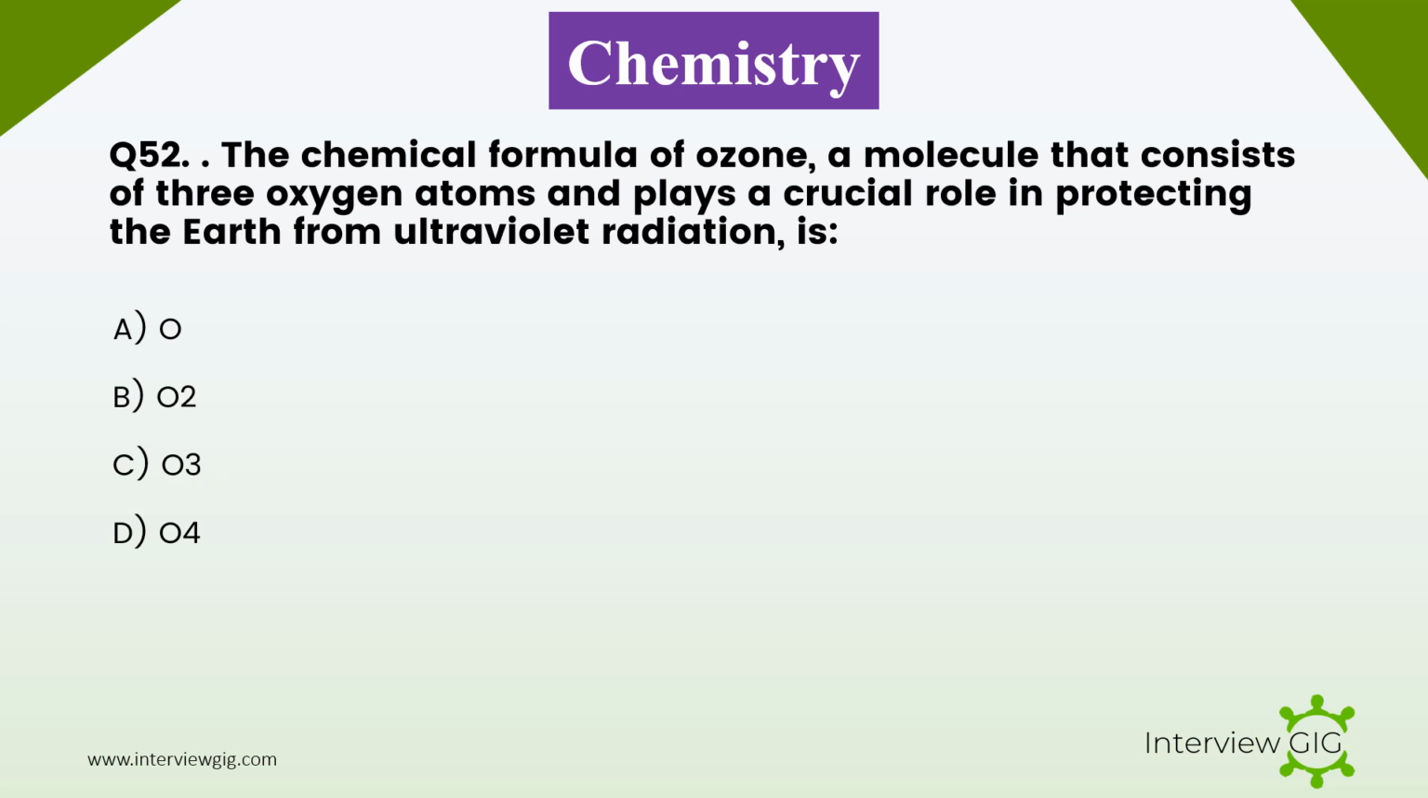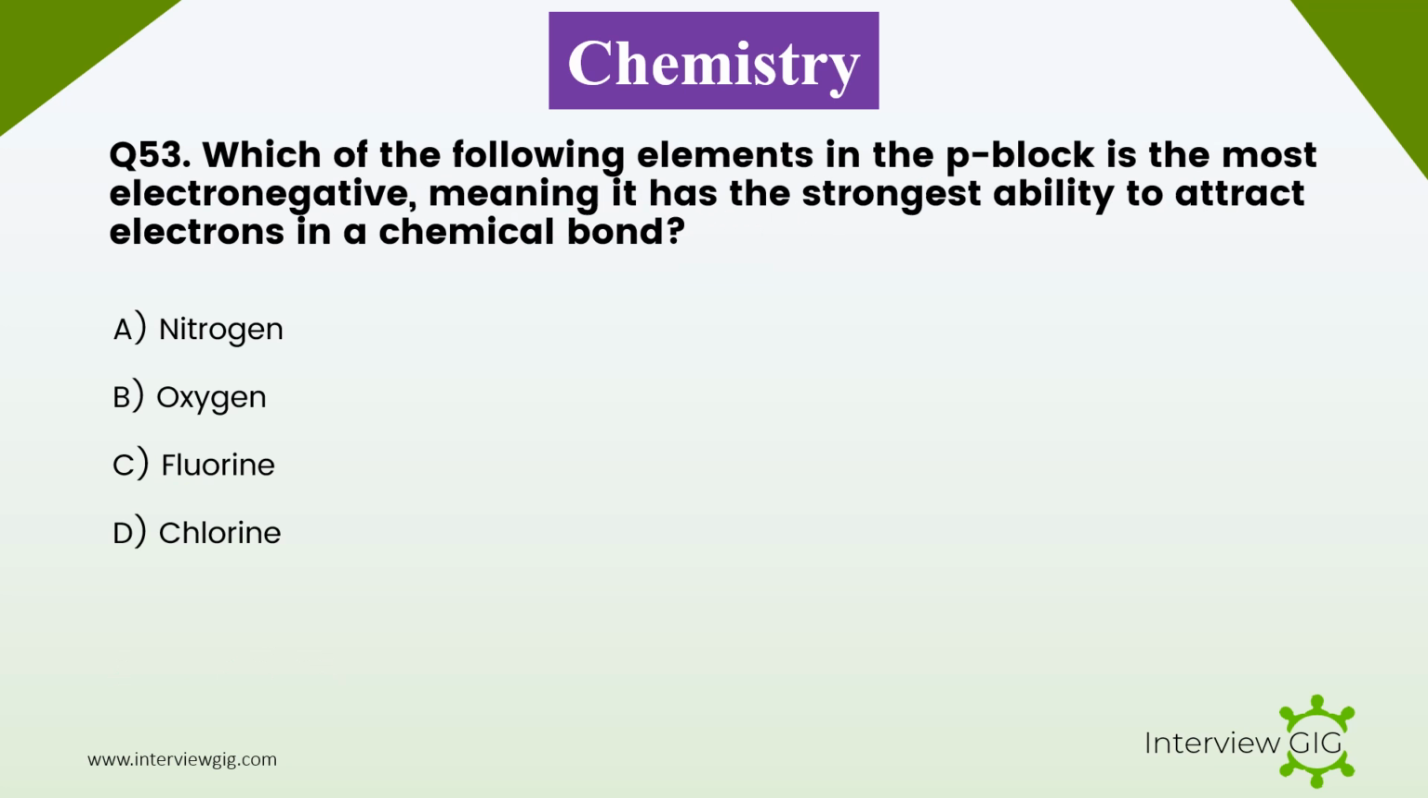The chemical formula of ozone, a molecule that consists of 3 oxygen atoms and plays a crucial role in protecting the Earth from ultraviolet radiation, is A. O, B. O2, C. O3, D. O4. Answer O3. Next question.